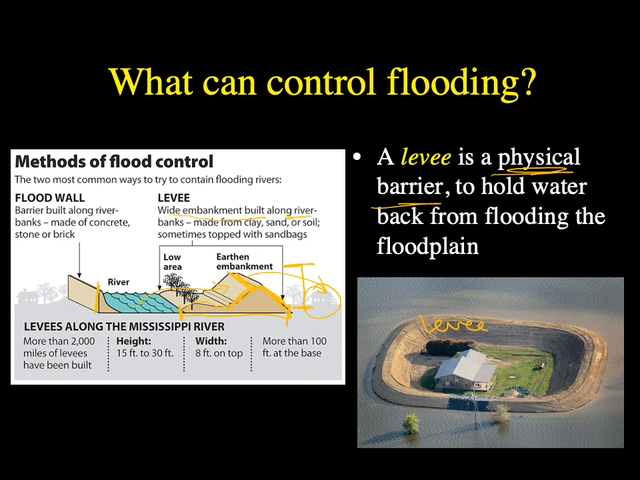So levees along the Mississippi River, the statistics here say there's more than 2,000 miles of levees. They range in height from 15 to 30 feet tall, and they may be 8 feet wide along the top. They can be significantly wider along the base, up to 100 feet at the base. Levees work really, really well when they work, okay? We have a situation like Hurricane Katrina where levees in some regions held, but if the amount of floodwater is too great, the levees can break, and that can be absolutely catastrophic.